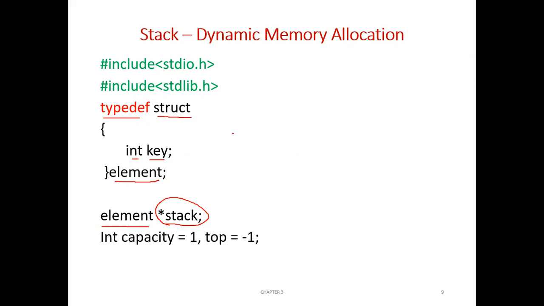So previously we have used integer pointers, floating point pointers, all that thing. So when you say int star p, it means that p is a pointer to an integer. That is, p can hold the address of an integer. Similarly, when you say element star stack, it means that stack is a pointer to element. That is, stack can hold the address of an element. Right? And what is element? Element is a structure which contains only one member called key.